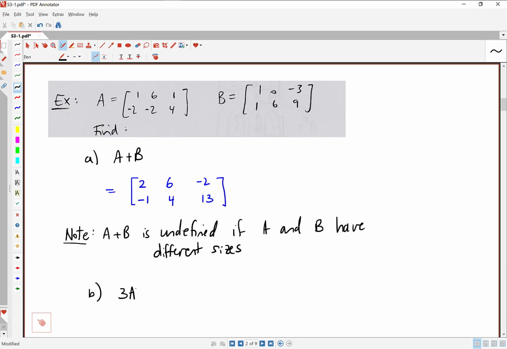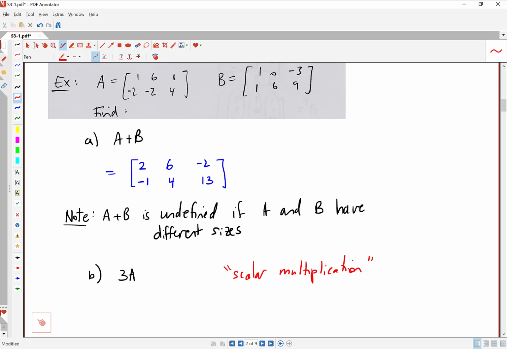So part B, let's find 3 times A. So this process of multiplying a matrix times a number is called scalar multiplication. And that terminology might be familiar to us from vectors. We said when you multiply a vector times a number, that's called scalar multiplication. So we use that same terminology now that we're multiplying matrices by scalars.